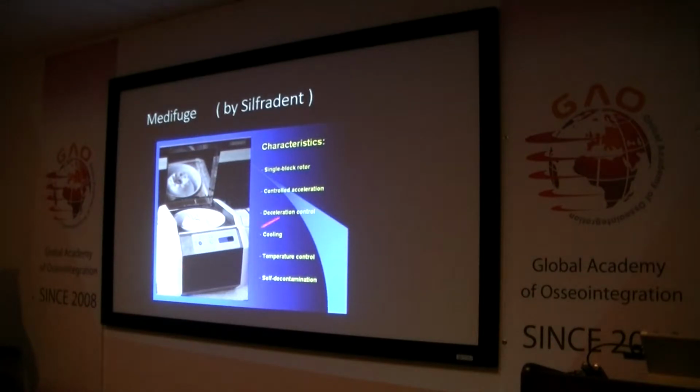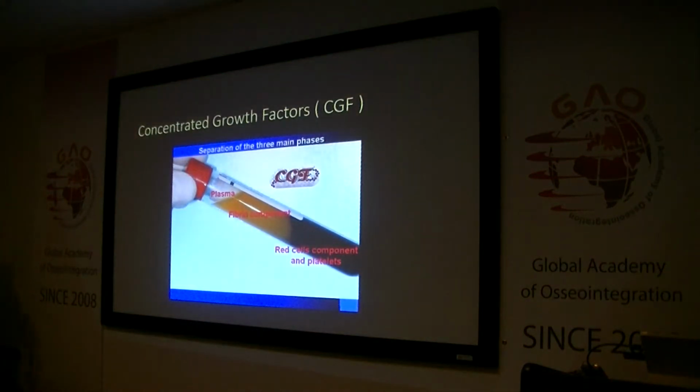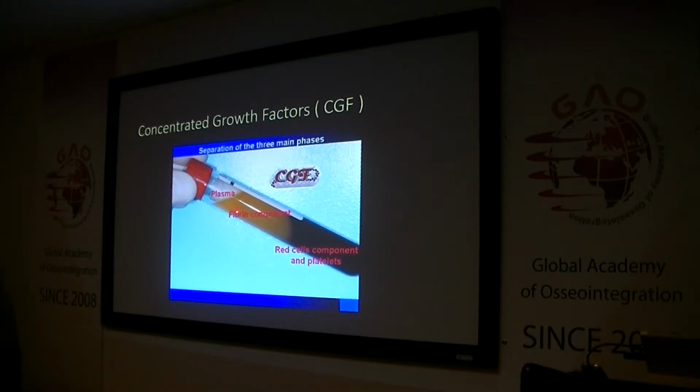So the Medifuge again. Some of the characteristics are that it's a single block rotor, and it has controlled acceleration and deceleration as well. It cools down and controls the temperature by itself. It also has UV sterilization ability, which is nice. So you spin it, and what happens? You get a bit of plasma at the top, and you get a fibrin block component. This is like a clot. At the bottom here, you have the red cells and the platelets. What we use for our purposes is this portion right here. We don't use the red part, so you can discard that.